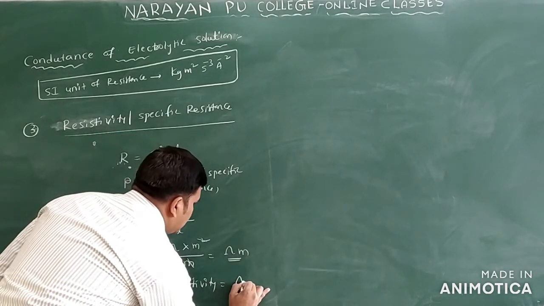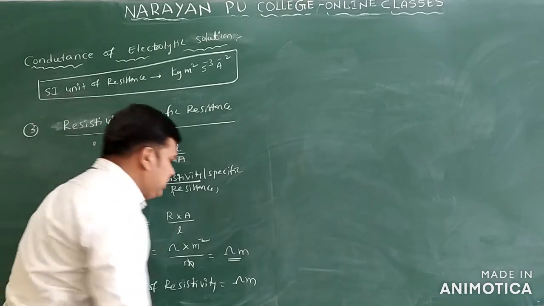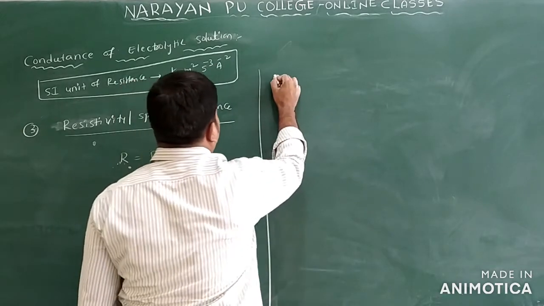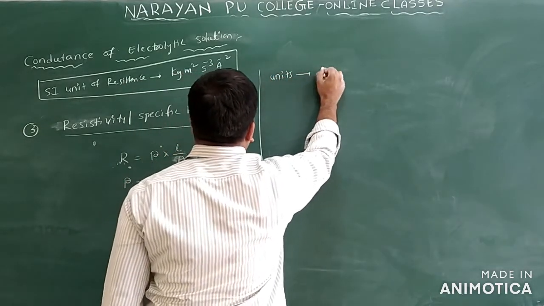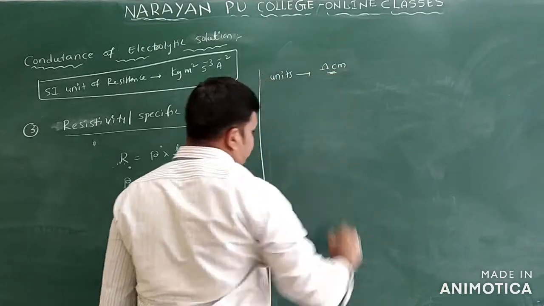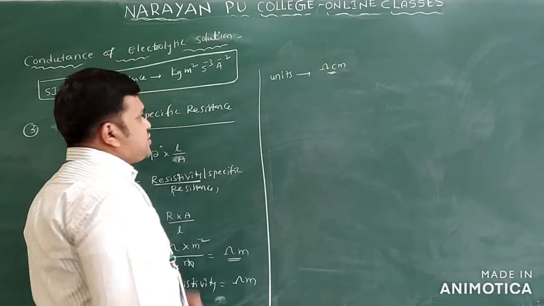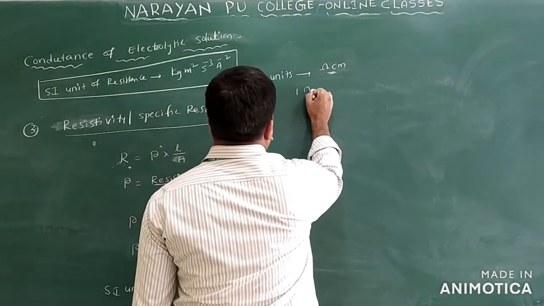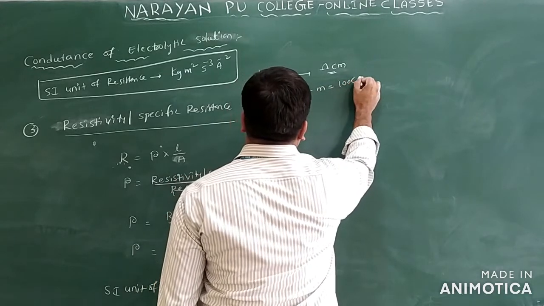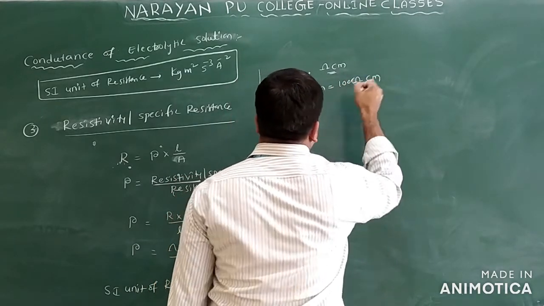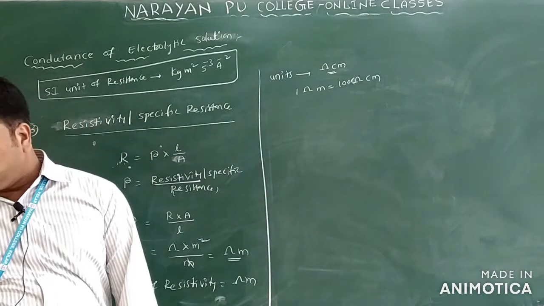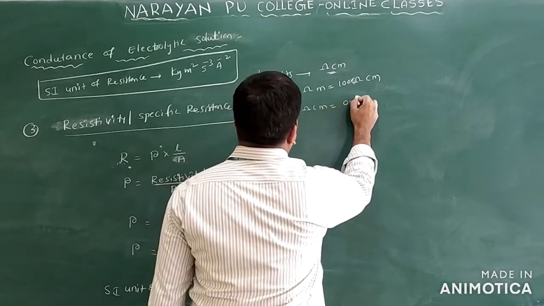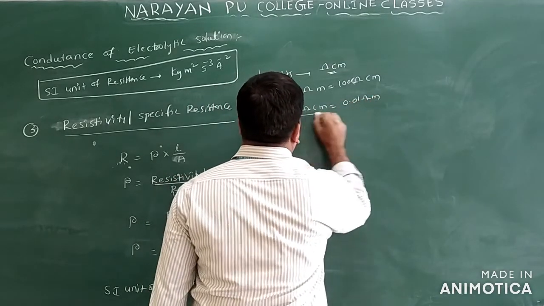Ohm meter only. But generally the units we are using are ohm centimeter, which we consider for resistivity only. So we have to write the relation: 1 ohm meter is equal to 100 ohm centimeter. Then converting meter into centimeter, 1 ohm centimeter is equal to 0.01 ohm meter only.